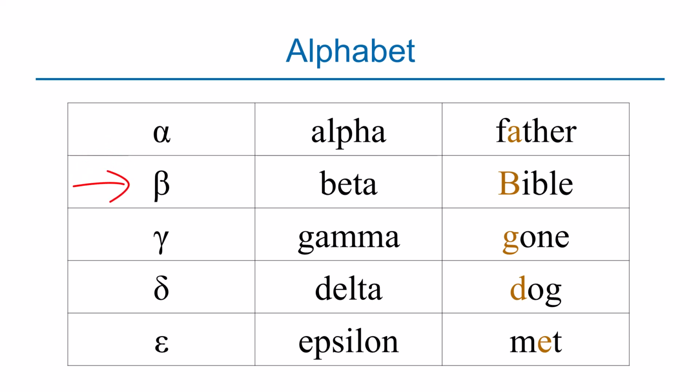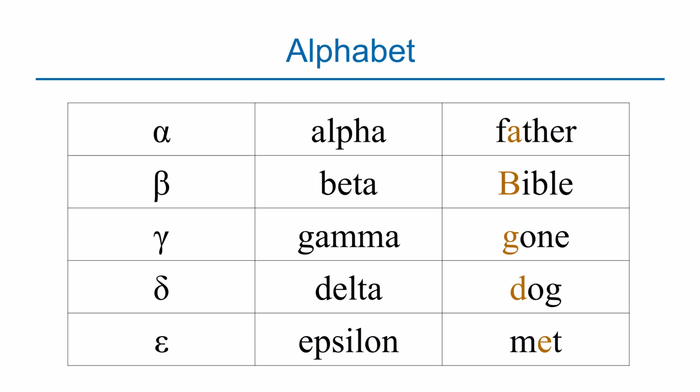The second letter is beta, and beta has the same sound as B as in Bible. Third one is gamma, and gamma has the same sound as G as in gone. And the fourth one is delta. Delta has the same sound as D as in dog or Dan. The fifth one is epsilon. And epsilon has the same sound as E as in met, as in the word met. And so these are the first 5 Greek letters of the alphabet.